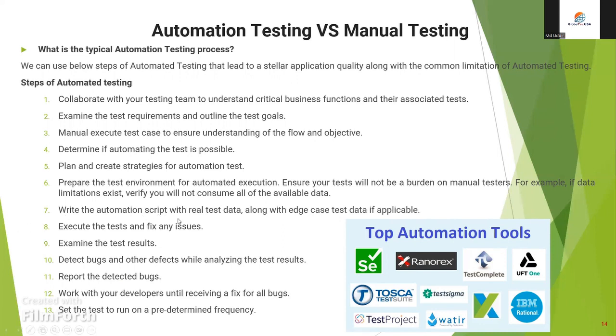And then write the automation script with the real test data along with the edge cases that are applicable. And then you write your test case scripts with your test data. And execute the test and fix any issues. If there are any issues with the script, you fix it, like debug it and run it, right? And then you get the result, you examine the result, whether all the test cases pass or not. If it failed, why it failed, you need to find out, right? Detect the bugs and other defects while analyzing the test result. And report the detected bugs and work with the developers until receiving a fix.